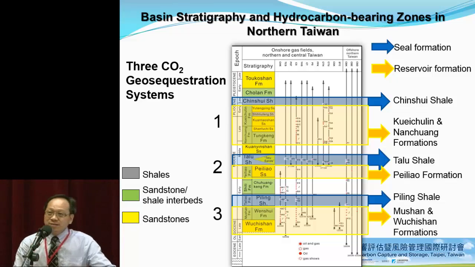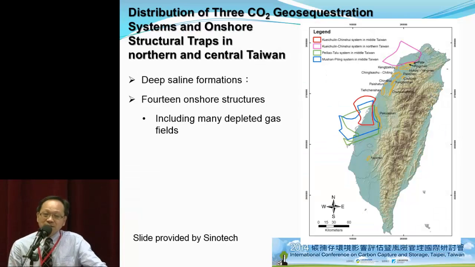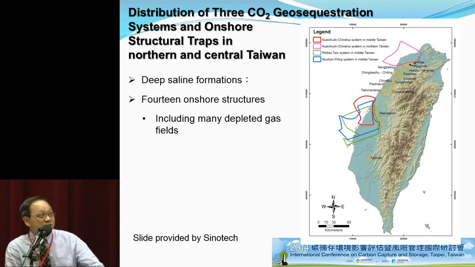Okay, so some of the rocks are too shallow or too deep. This map is provided by Sinotech. They map out the different types of spatial distributions of these three systems. For example, this one here, why did we choose this one?